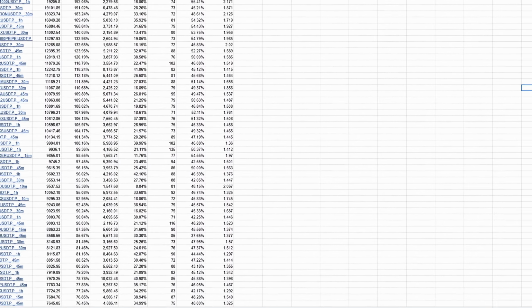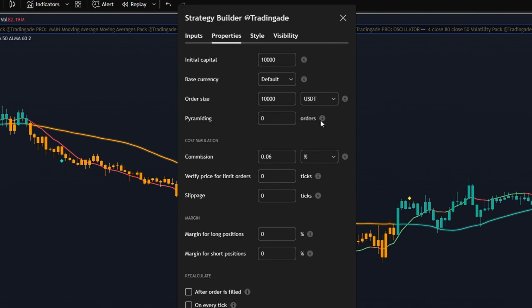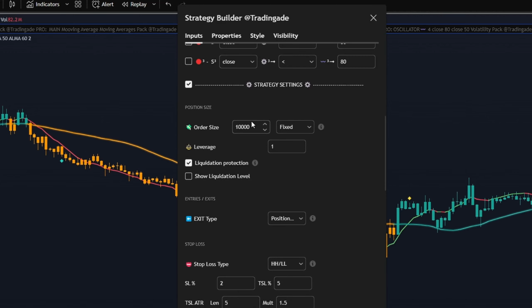I want to point out that these backtest results are based on $10,000 of initial capital. I have applied a cost simulation of 0.06% for the commission. We are using a fixed position size of $10,000 and 1x leverage, so basically no leverage is applied.